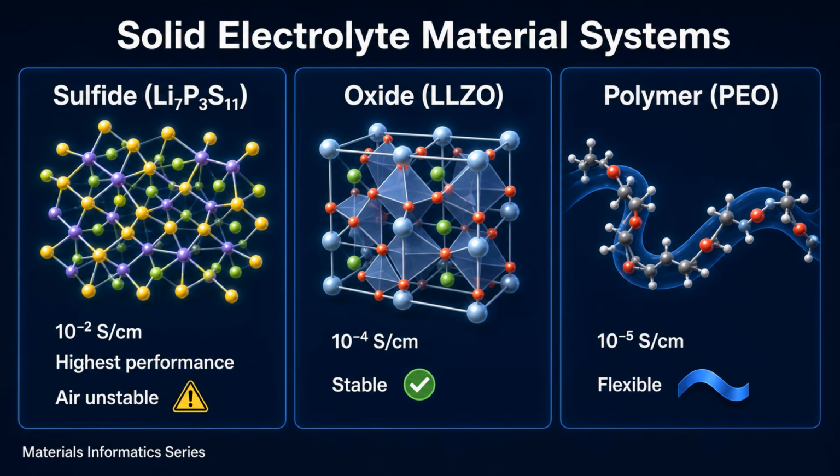Sulfide-based materials achieve the highest conductivity but react with air moisture, complicating manufacturing. Oxide-based materials like LLZO garnet are more stable but offer lower conductivity. Polymer-based electrolytes are flexible and easy to process but have the lowest conductivity. Each system has trade-offs that MI can help optimize.